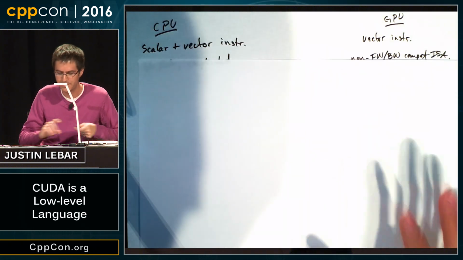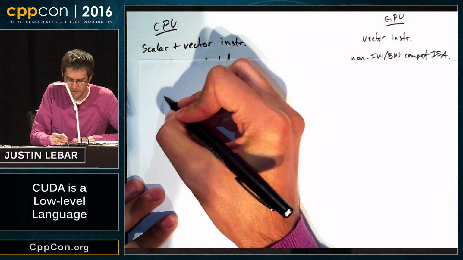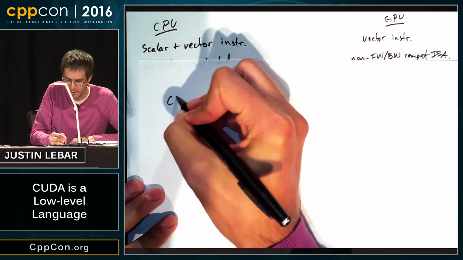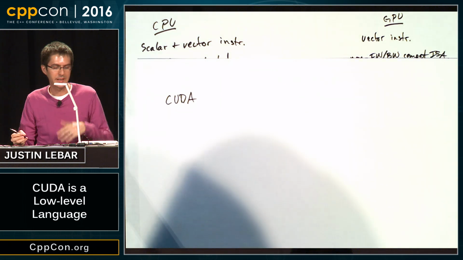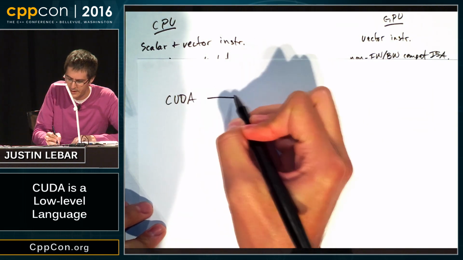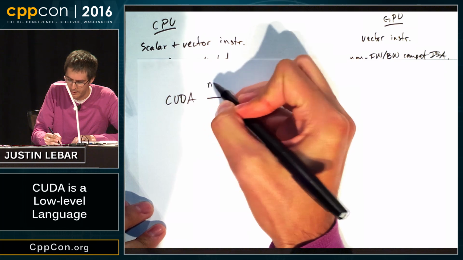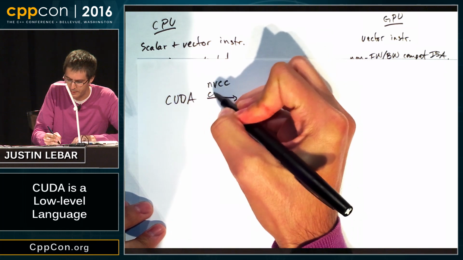So let me show you how that works. As a software developer writing for the GPU, we write CUDA code. I'll show you some CUDA code later in this talk, but it's an extension on top of C++. Then you take this CUDA code and run it through a compiler. You can run it through NVIDIA's compiler, NVCC, or now you can also run it through Clang if you want.